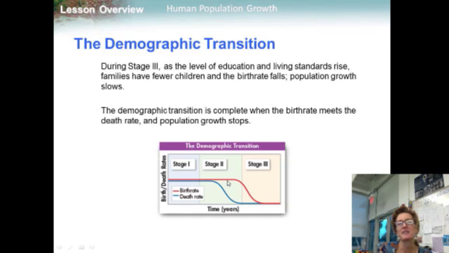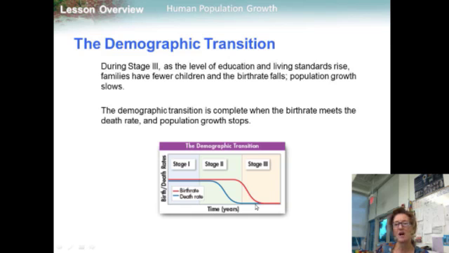During stage 3, as the level of education and living standards rise, families have fewer children and the birth rate falls. Population growth then slows. The demographic transition is complete when the birth rate meets the death rate and the population growth stops. So far, the United States, Japan, and Europe have completed the demographic transition. Parts of South America, Africa, and Asia are passing through stage 2.